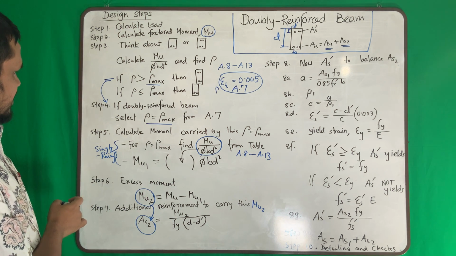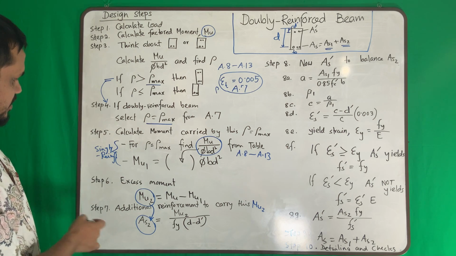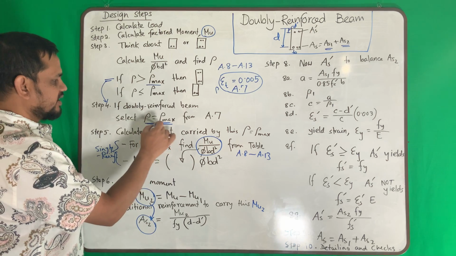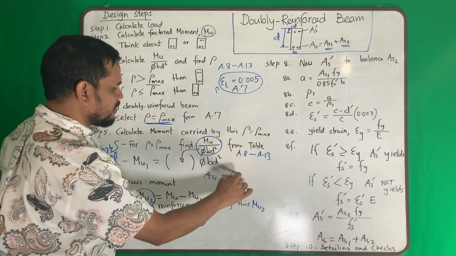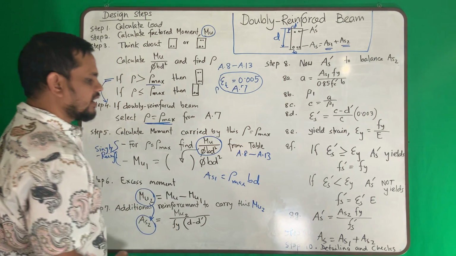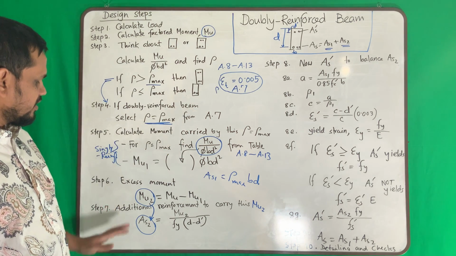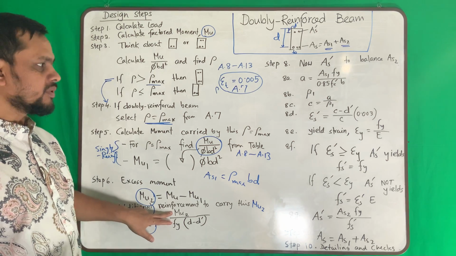Did I write it somewhere here? I did not write it here. Whatever rho I selected here, my AS1 will be rho max b d. That will be our AS1. Whatever reinforcement I provided here, that is AS1. Whatever I need extra, that is AS2. That is for the extra moment.